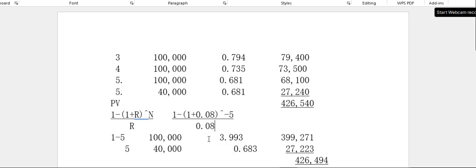So this is the shortest way to do it. All those long calculations for 1, 2, 3, 4, 5 become an issue. Do you understand now? Are we still together? Yes, sir.